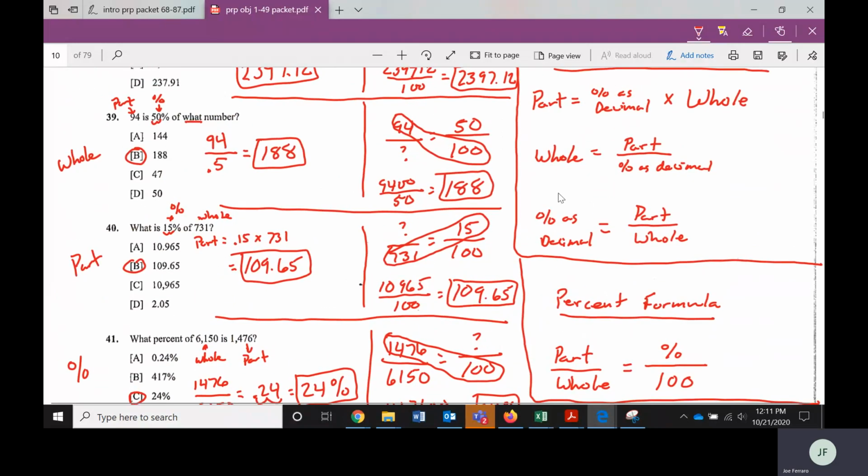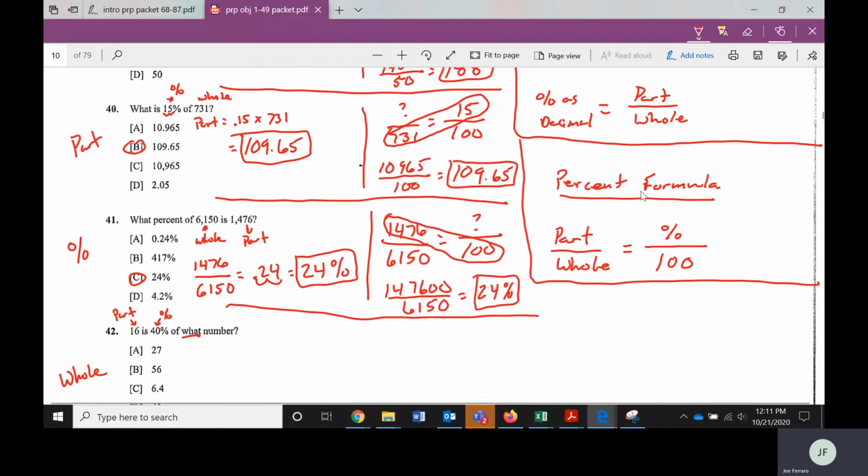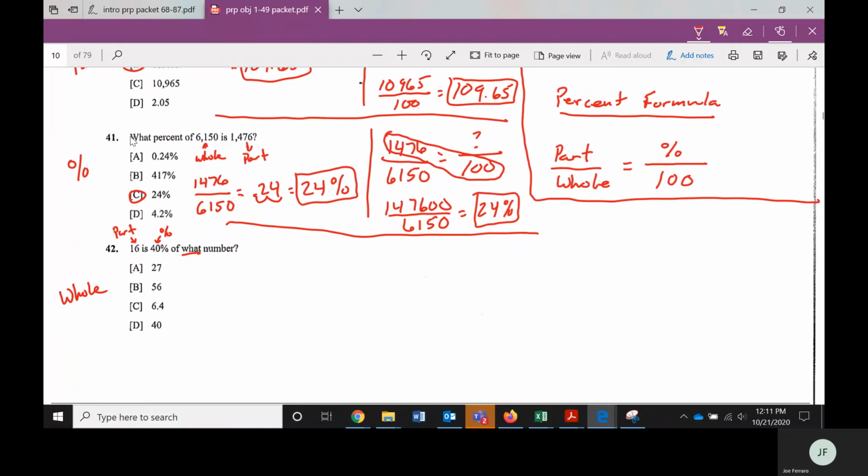So we're going to use this right here. Whole equals part divided by percent as a decimal. Okay, so the whole, you can see it on your paper, equals the part, which is 16, divided by percent as a decimal. So we move this over 1, 2 is 0.4 or 0.40. So we take 16 divided by 0.4, and you get 40, which is letter D.